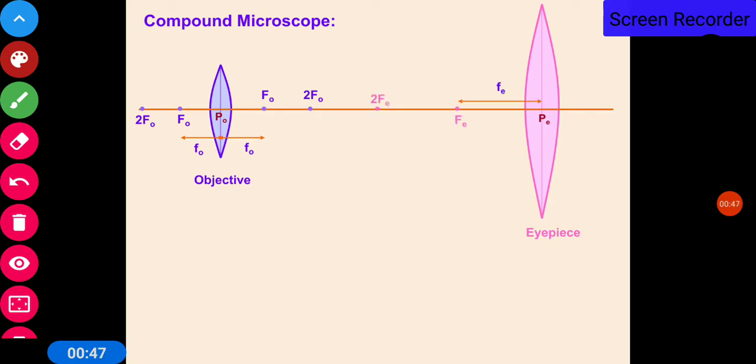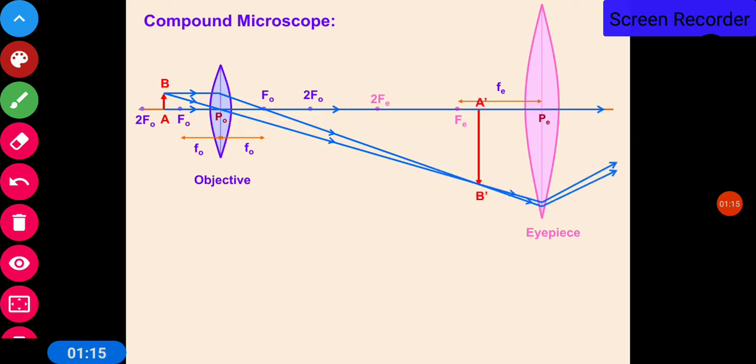Let Fe be the focus of the eyepiece, and the distance of the focus of the eyepiece from the optical center is Fe. That is, the focal length of the eyepiece is Fe and the focal length of the objective is Fo. O is for objective and E is for eyepiece. Let AB be the object.